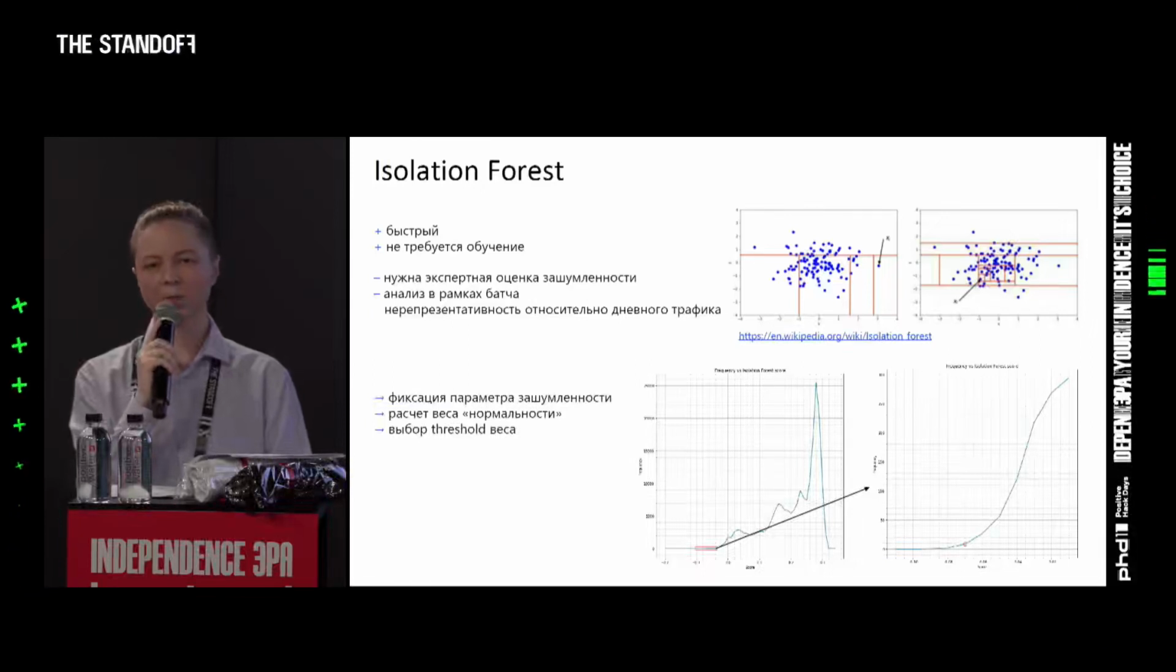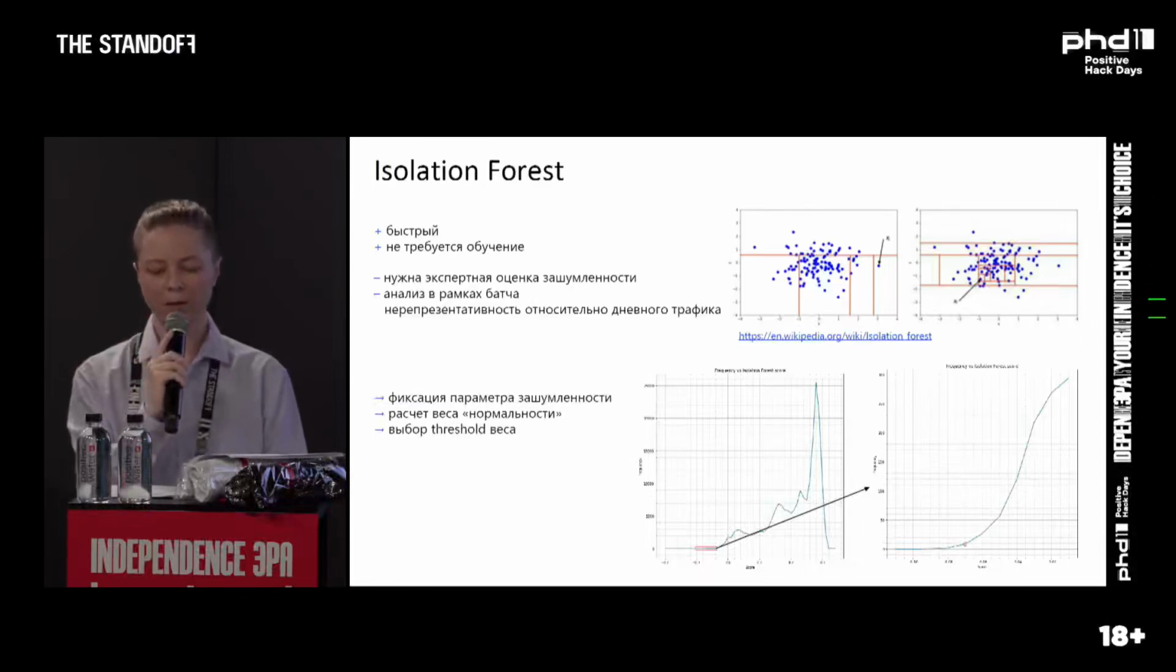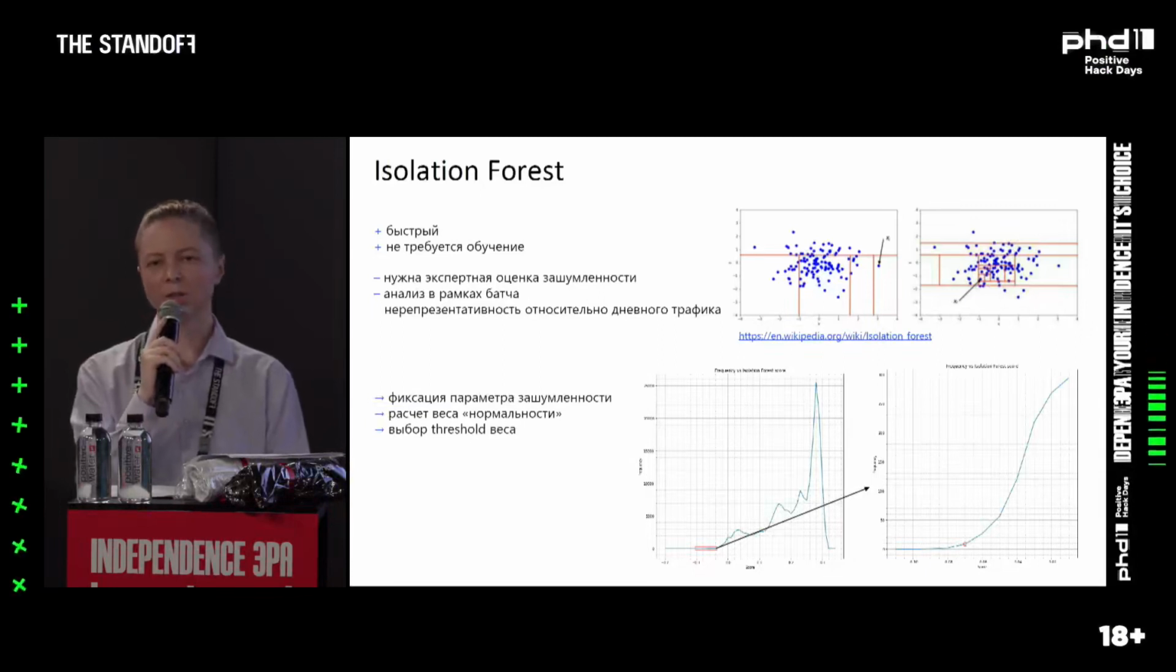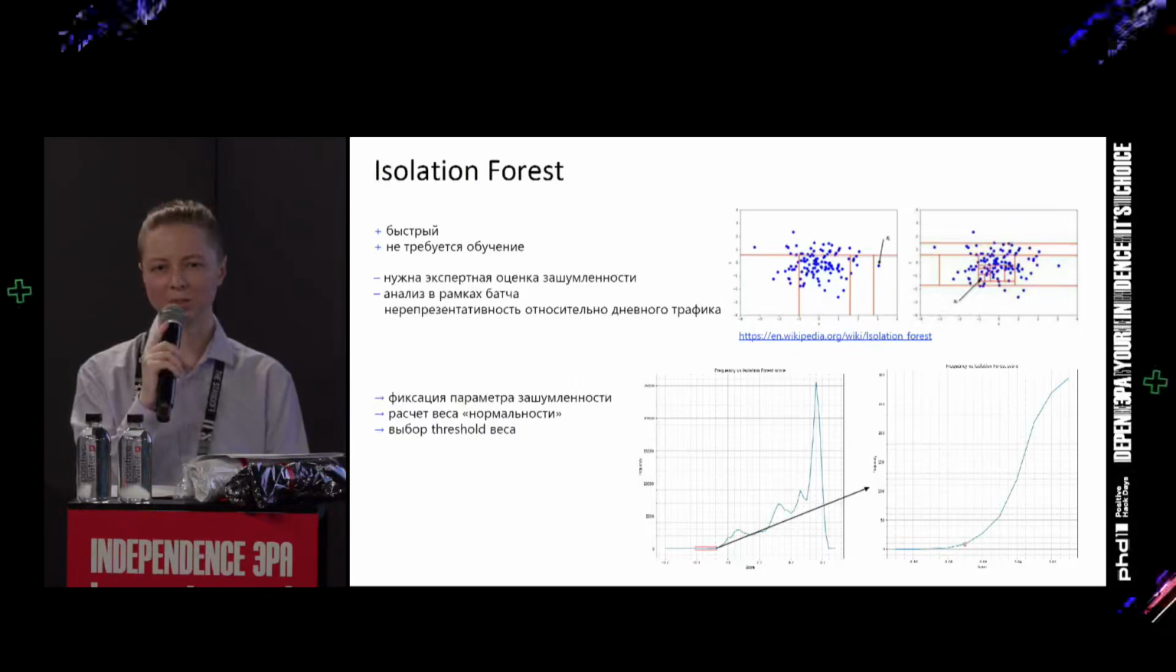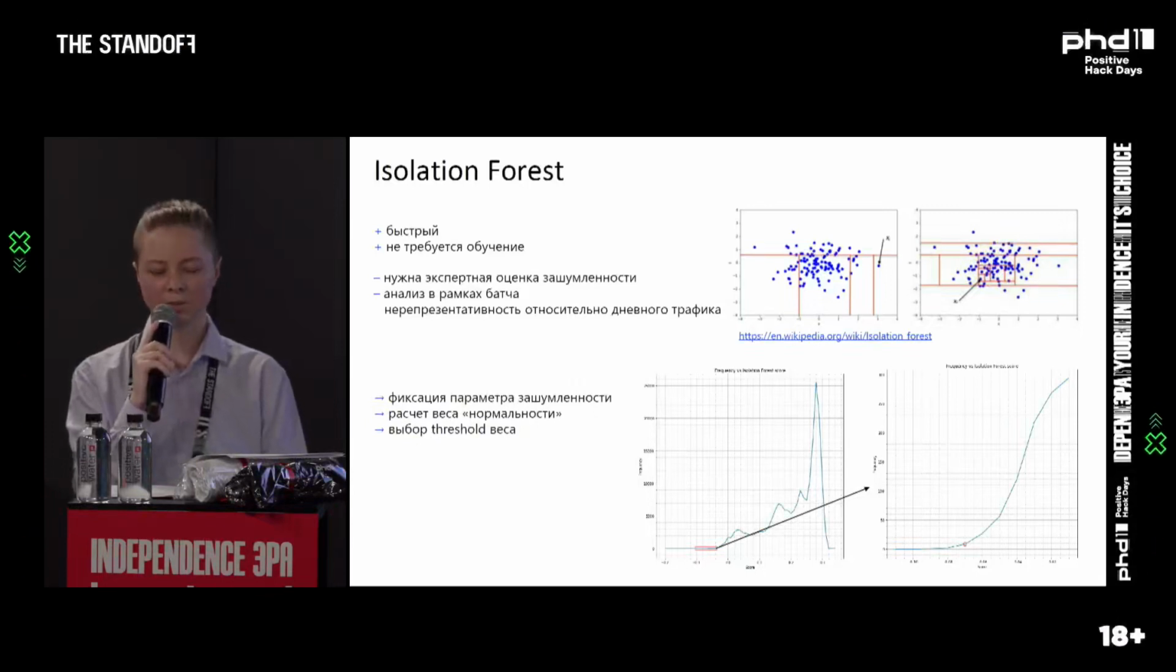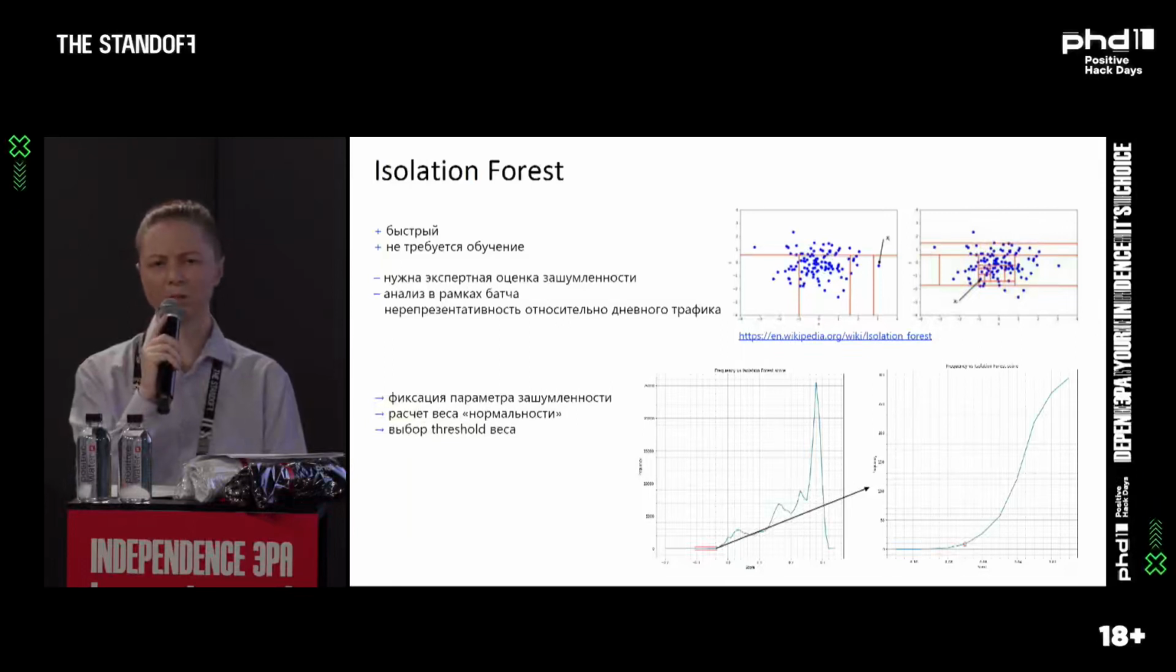One more difficulty, when we use this algorithm, we would have to identify the contamination parameter, the contamination of data, which was the expert assumption of the abnormal data, which we didn't have. How did we decide that? We fixed that contamination parameter.